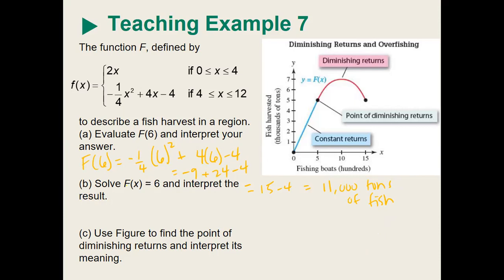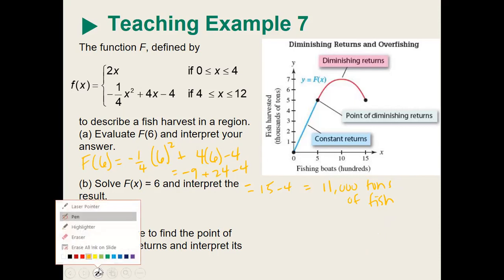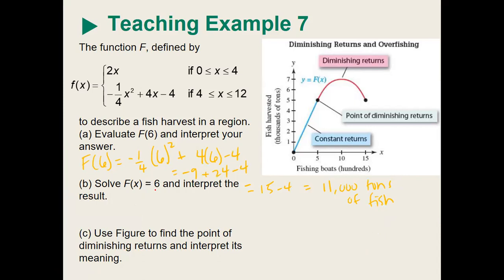Okay, this one is going the other way. On example B, it's saying, what if you want your output to be 6? Which equation would you use? So when I go to 6 up here, which equation does it hit? The second one, right? So that means that I would be setting this 6 equal to -1/4 x squared plus 4x minus 4. And that's what I would be evaluating.